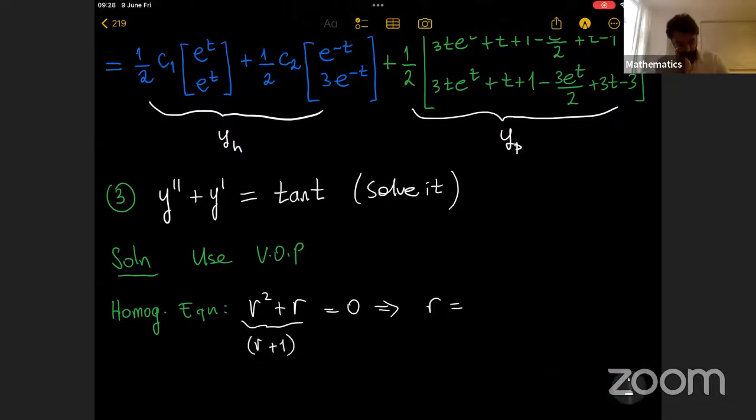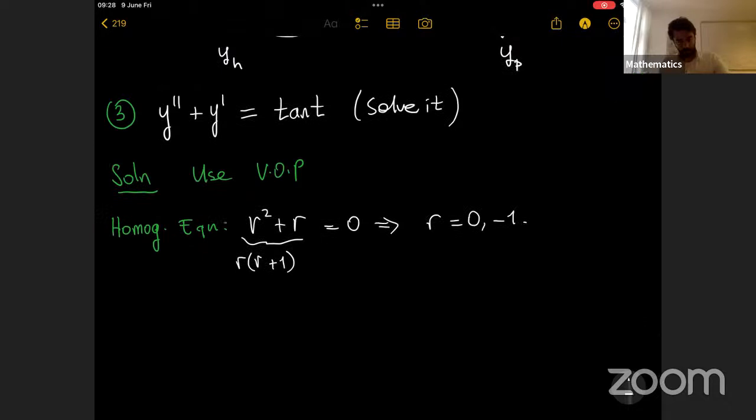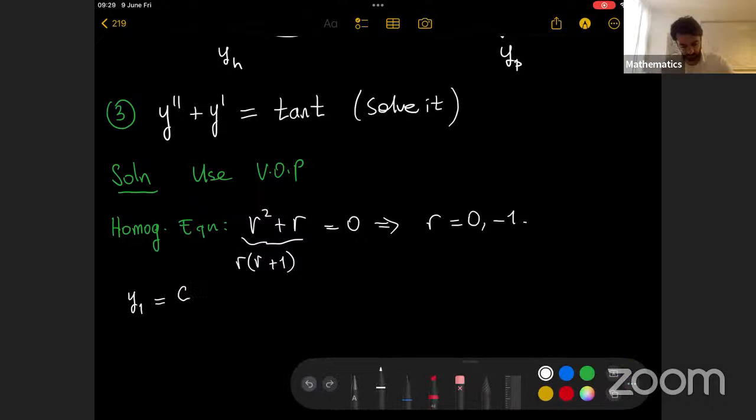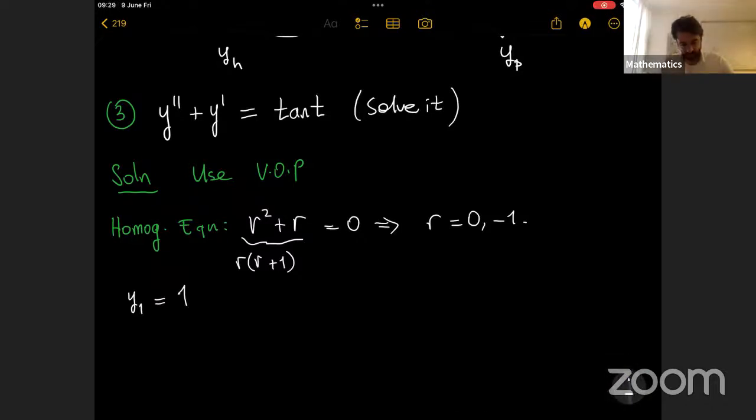R plus 1 times r, so r is equal to 0 or minus 1. Well, from this, we get the solutions y1, let's say, which is c1, the constant, or let's say 1, basically. Take 1, e to the 0 t, right? And y2 is e to the minus t.